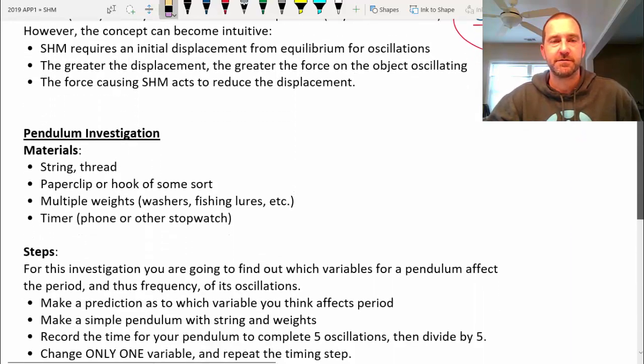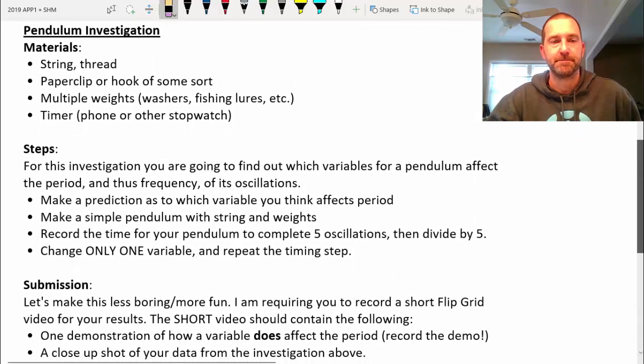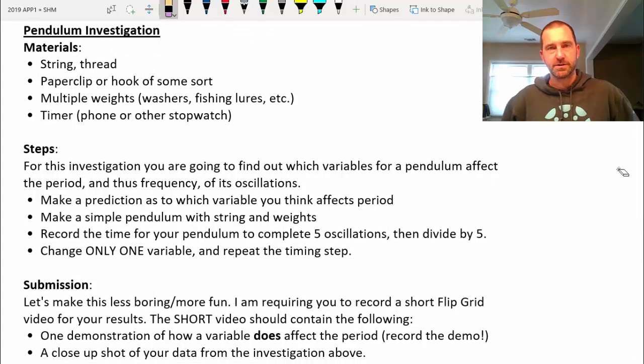So the investigation is going to involve doing a pendulum. And the pendulum activity is going to require you to acquire some materials. And the string thread that you can use can be anything. I've got a little spool of thread right here.